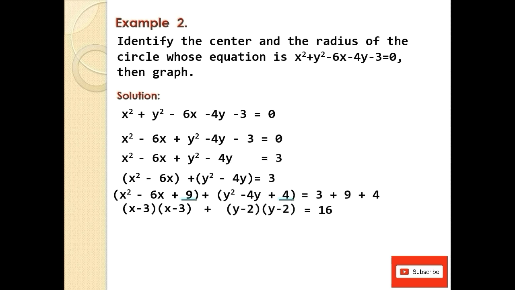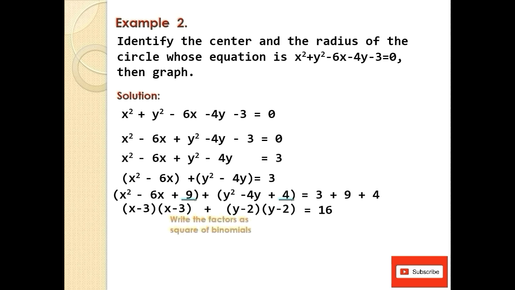Now, how did we get this? Simply get the square root of x squared and 9, and then follow the sign of the middle term. The same thing with the other quantity. We get the square root of y squared and positive 4, and then we take the sign of the middle term. Last step, write the factors as square of binomials.